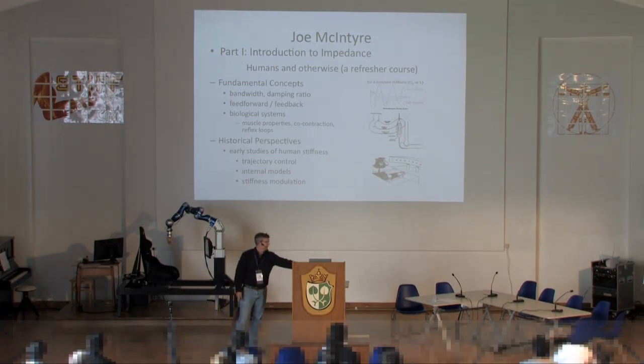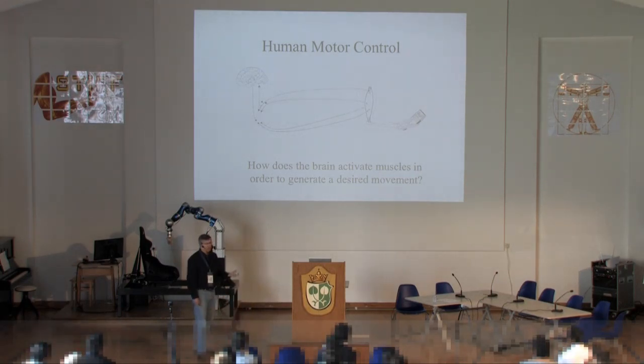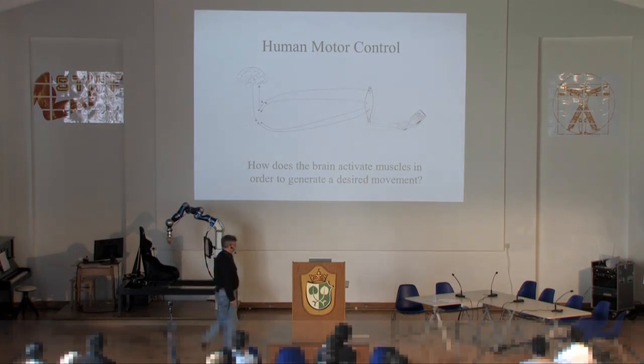So the problem that I'm interested in studying is, how does the brain control movement? And so very simply, what is the law by which the brain decides to activate a muscle in a particular way in order to perform a desired movement?